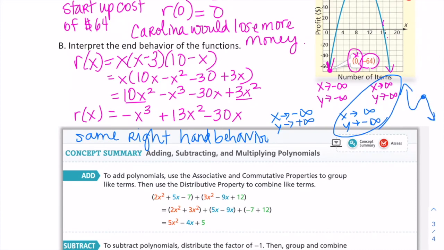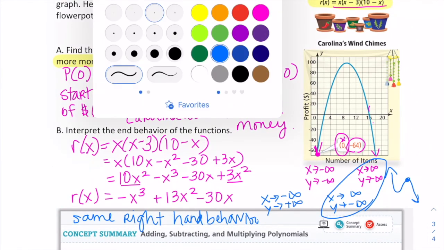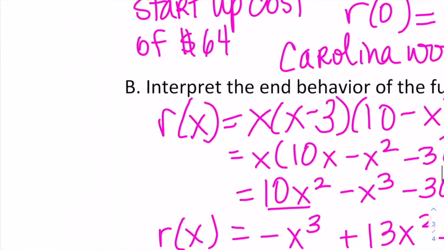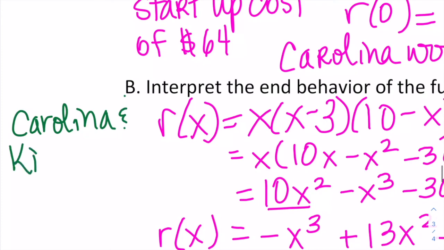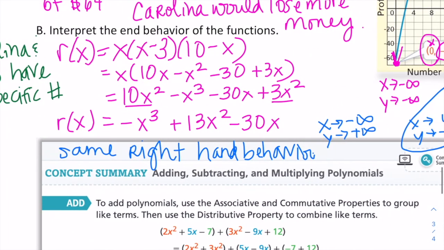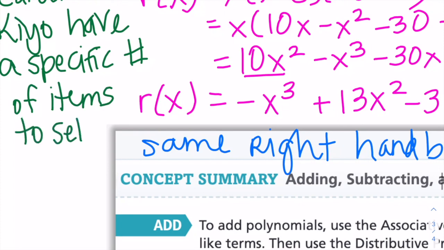So each of these stores will have a relative maximum or maximum. So Carolina's store will have a maximum and Q's store will have a relative maximum. So Carolina and Q have a specific number, I would say, of items to sell for maximum profit.